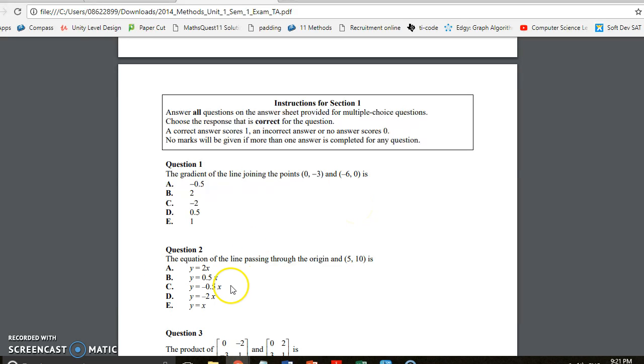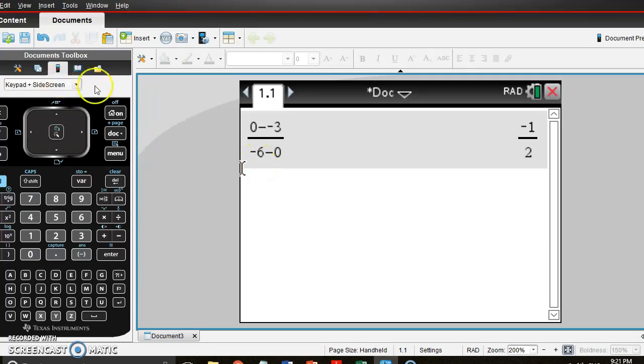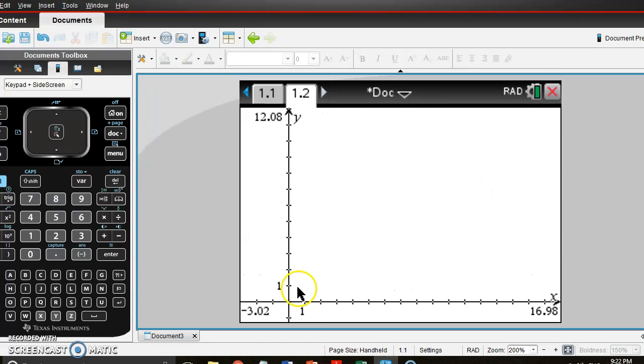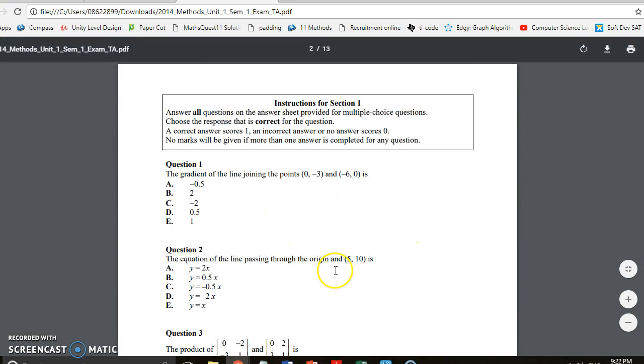Okay, so the equation of a line passing through the origin and (5, 10). So it's going through (0, 0). Let's bring up the calculator page. It's going through (0, 0), and then it's going through (5, 10). So 0, 0, 1, 2, 3, 4, 5. It's going up 10. So that means it's gone across 5, up 10. So it's a run of 5, a rise of 10. So we've got a gradient of 2. It passes through the origin, so the y-intercept is equal to 0. So here we are. It ends up being y = 2x.